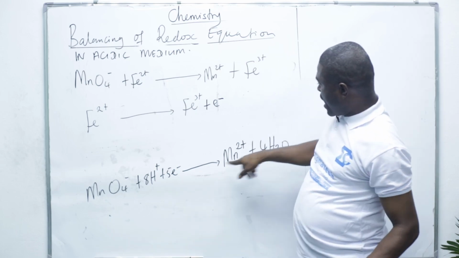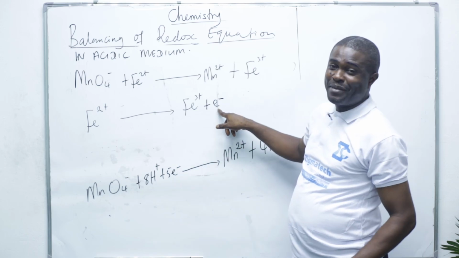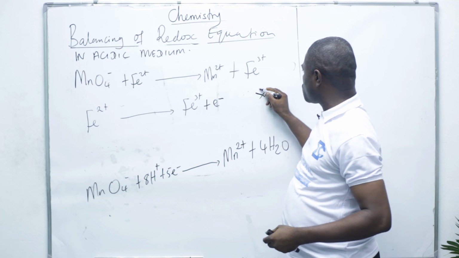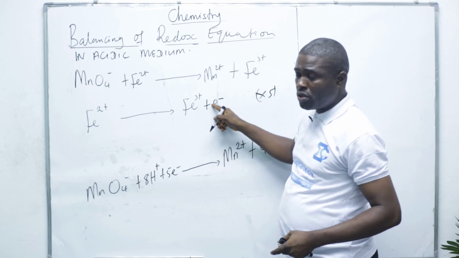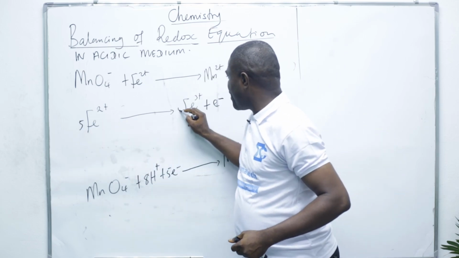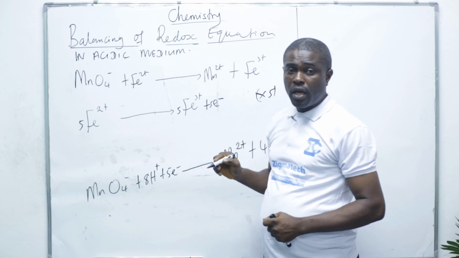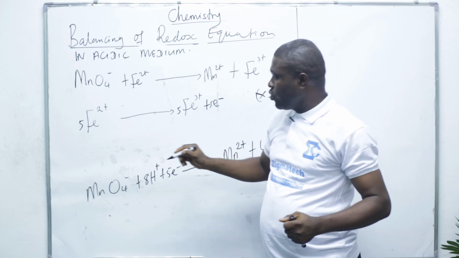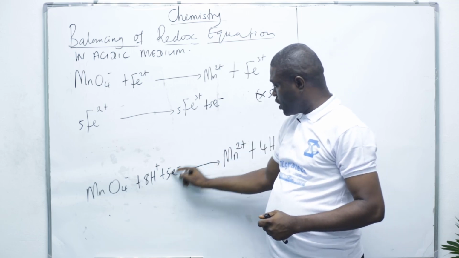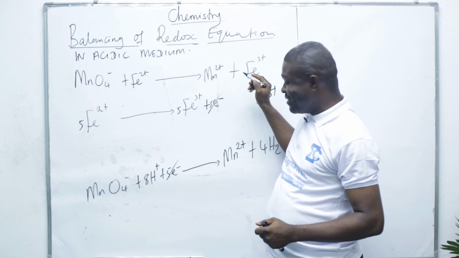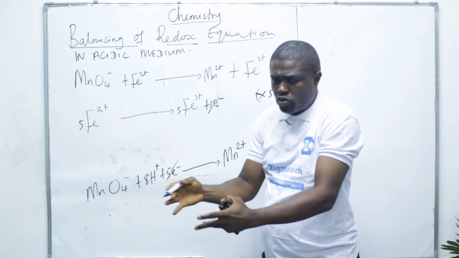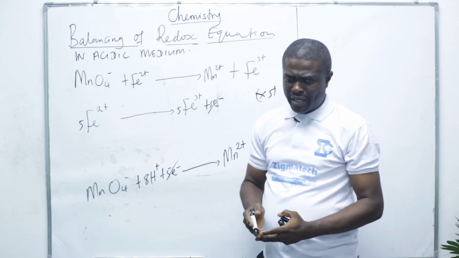I have 5 electrons here, while I have 1 here. So this equation will be multiplied by 5. The aim is to make sure that I have 5 electrons. So all of these will be multiplied by 5. So 5 will enter here, 5 will come in here, and 5 will come in here. Now this is 5 electrons, and here is also 5 electrons. So this and this will take care of themselves. What do you do next? Join the whole equation together and check the atoms and the charges.